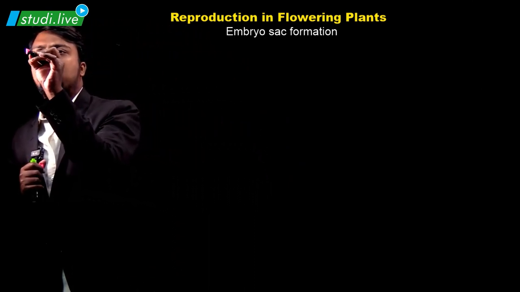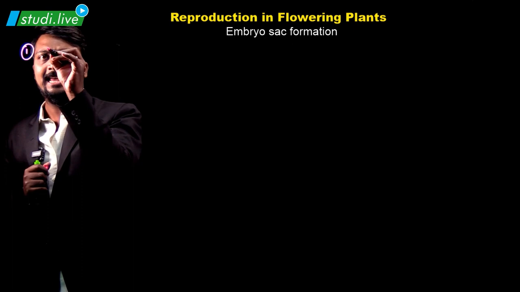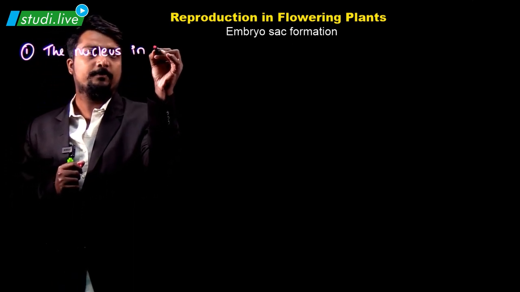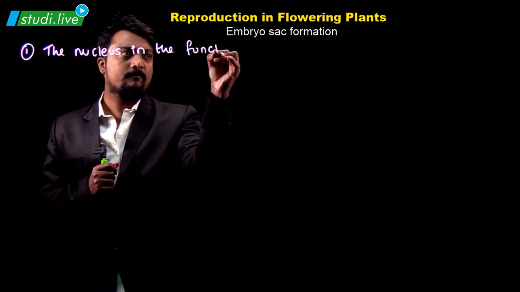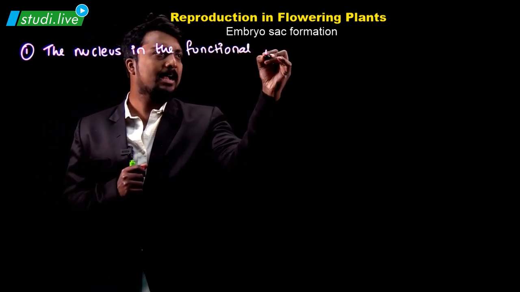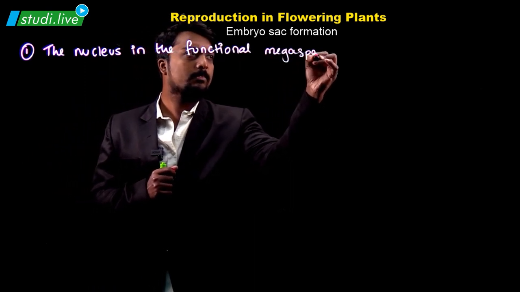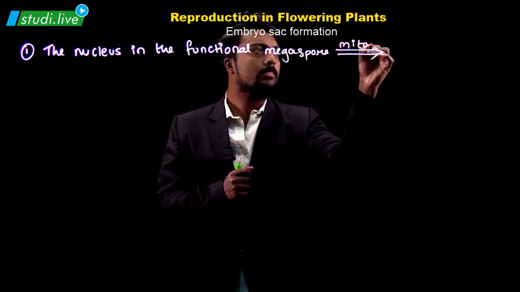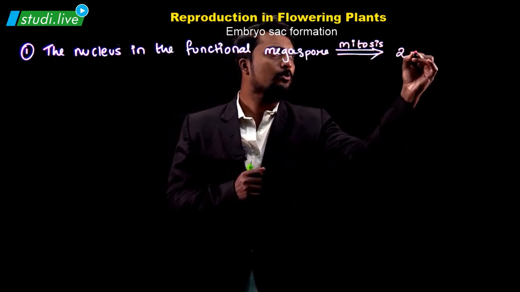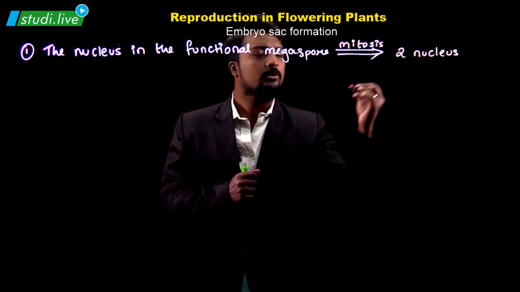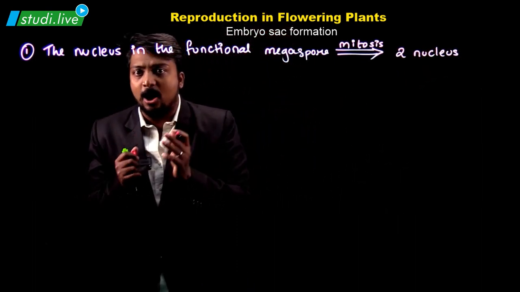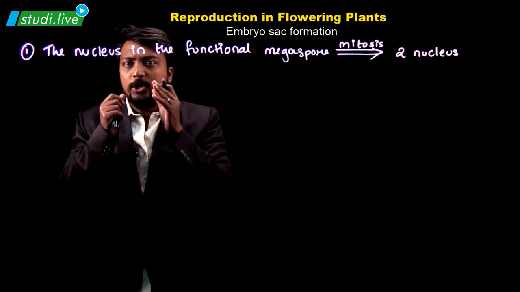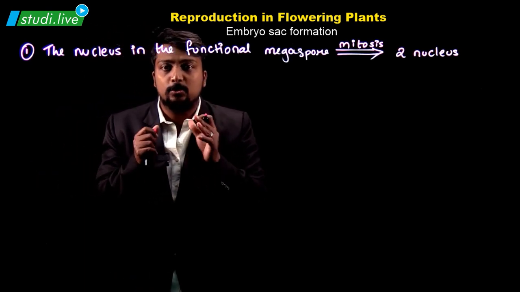So, this one functional megaspore, I can say the nucleus in the functional megaspore undergoes mitosis and forms two more nuclei. So one nucleus is now divided into two. So you have a two nucleate megaspore, right? It is a two nucleate phase.